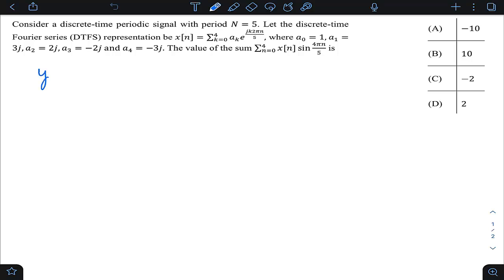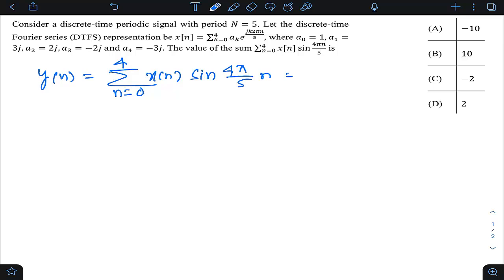Let's say it is y. So y, if it is defined as the sum over n from 0 to 4 of x[n] sin(4 pi n by 5), what is its value? That's what we are supposed to find. So it's a good logical question, students. If you go without knowing the properties, it will be too lengthy, with so much calculation involved, but if you use a little bit of brain, it is hardly a 1 minute problem.